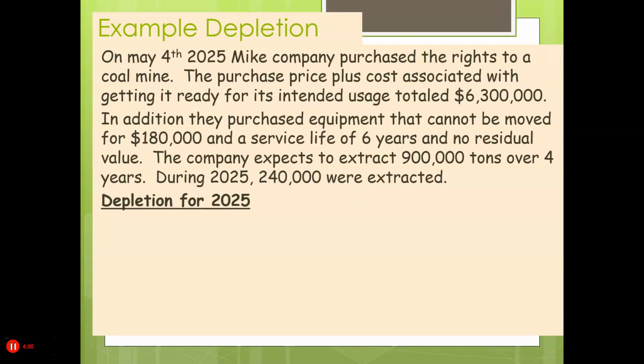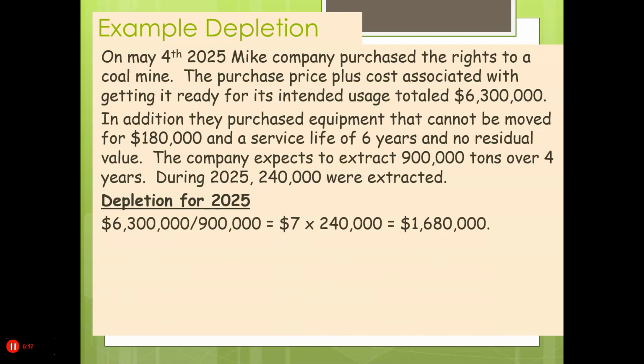We bought a piece of land for $606,300,000. We also bought equipment for $180,000 with a service life of 6 years. The company expects to extract 900,000 tons of ore over 4 years, and during 2025, they extracted 240,000. So what's going to be our depletion?